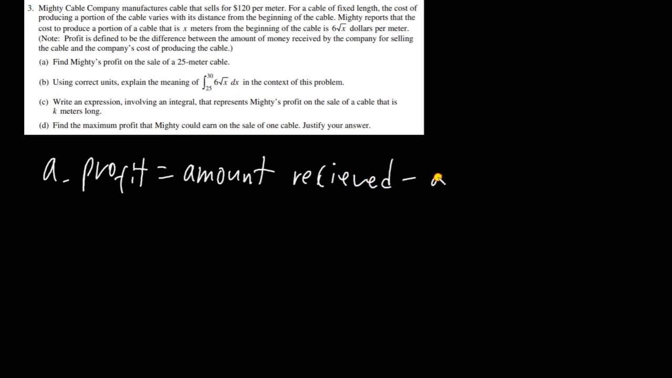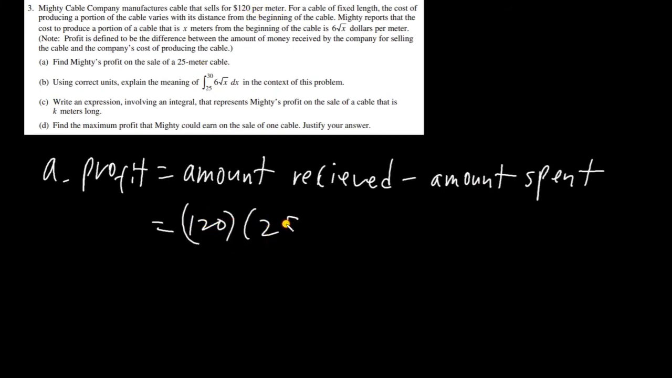Okay, so we need to take the difference between the amount received. They said profit is the difference between the amount of money they received, amount received minus the amount they spent. So how much did they receive? Well, if it's a 25-meter cable and they sell at $120 per meter, that's going to be 120 times 25.